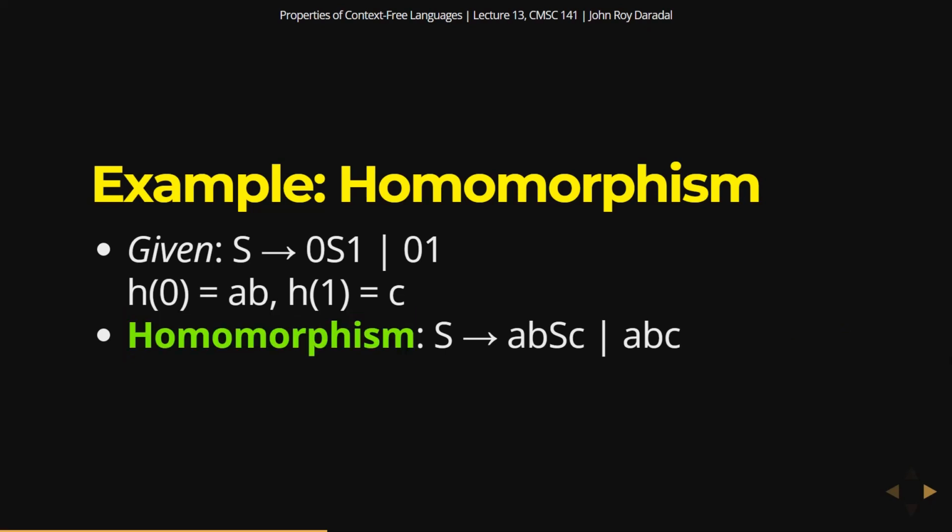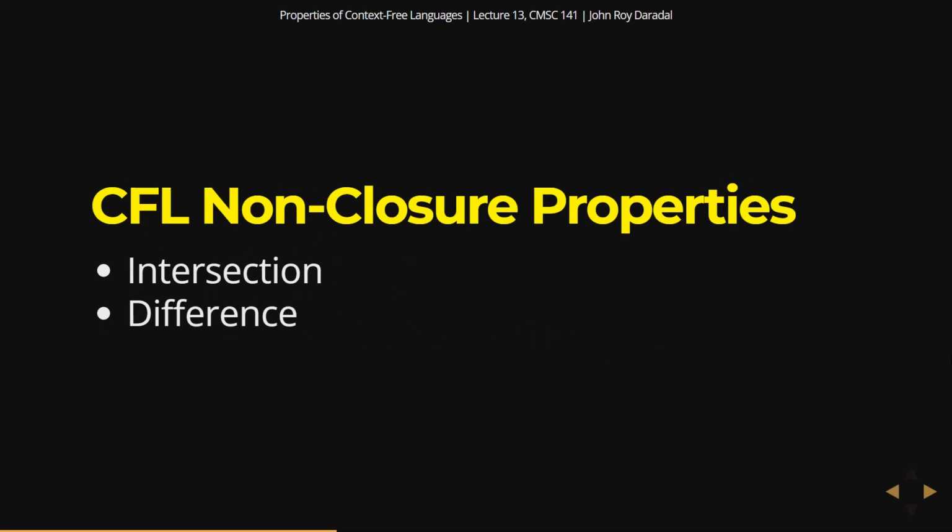Okay? So that's it for the closure properties. Now, we also saw some properties before in the regular language, like the intersection and difference, that were closure properties in regular languages. However, in CFL, in context-free languages, they are non-closure properties. So let me show you why.